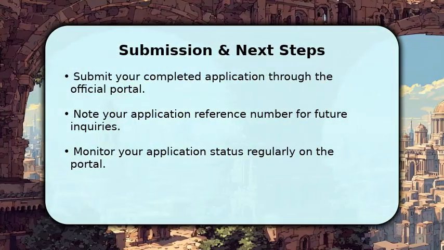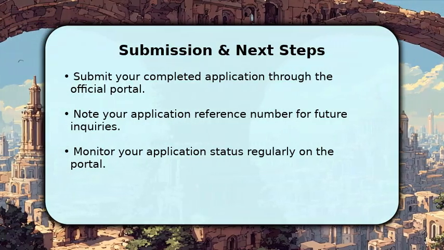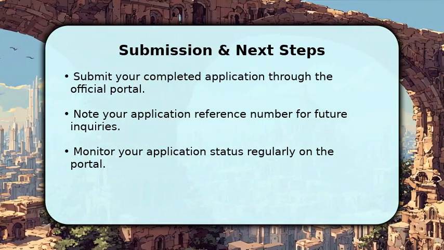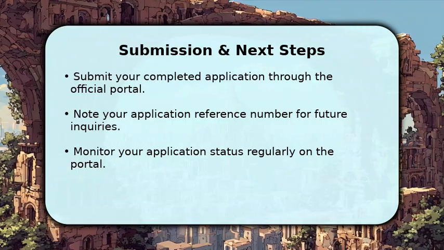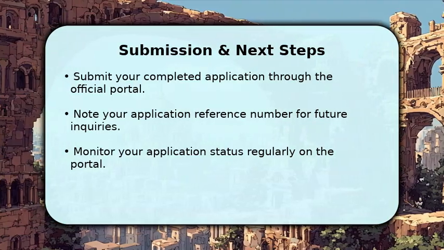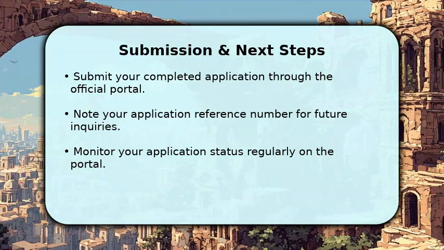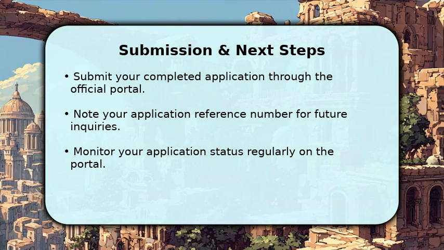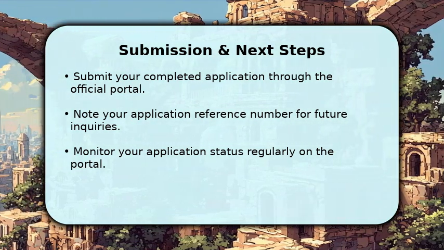Once you have thoroughly reviewed your application, proceed to submit it through the official government portal. Immediately after submission, make sure to note down your unique application reference number. This is vital for all future inquiries. It is highly recommended to regularly monitor the status of your application directly on the portal, as updates will be posted there. Finally, be prepared to respond promptly to any requests for additional information or clarification from the loan scheme administrators to ensure your application progresses smoothly.